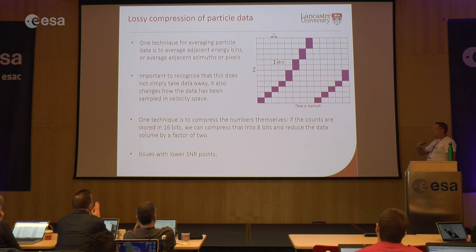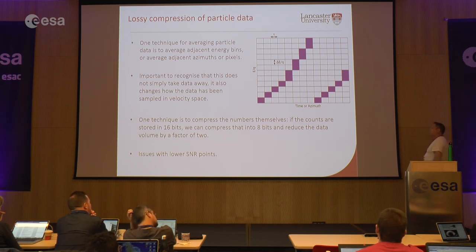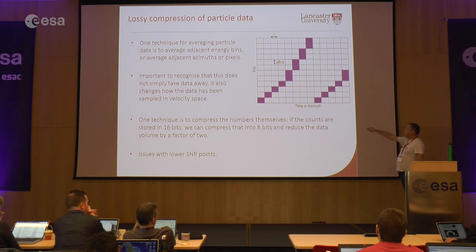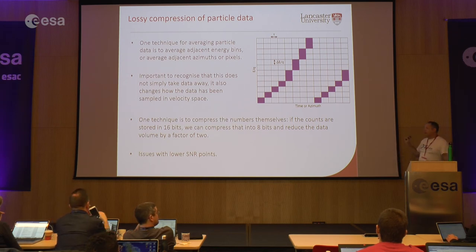The other important thing to say is that it can also affect how the data has been sampled in velocity space, as you would expect. If I average these two rows together, I am now reducing my azimuthal sampling. I'm reducing my energy sampling. So I'm changing that fundamental. That's not just a fact of I've lost a bit of information. It's fundamentally changing how much of the velocity space I've sampled.